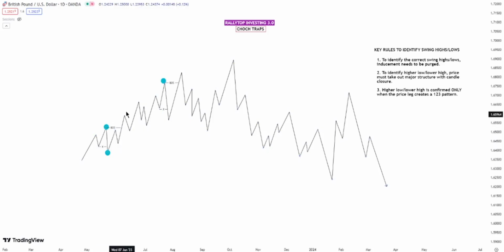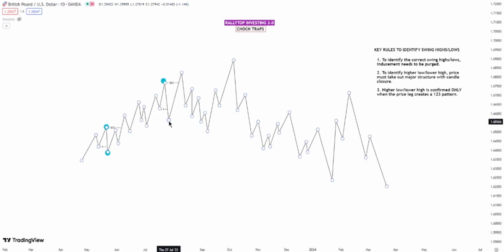1, 2, 3. That leads to this break of structure. All right? You must create it. But in this case, did it create that 1, 2, 3 pattern? No. It didn't create the 1, 2, 3 pattern. Look at only one leg. No 1, 2, 3 pattern.